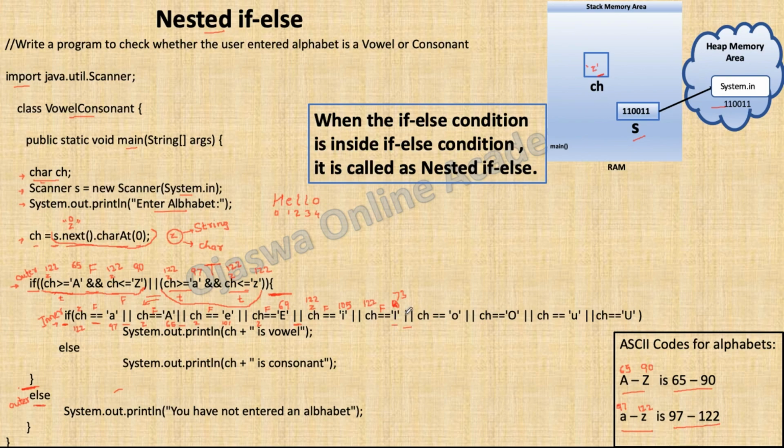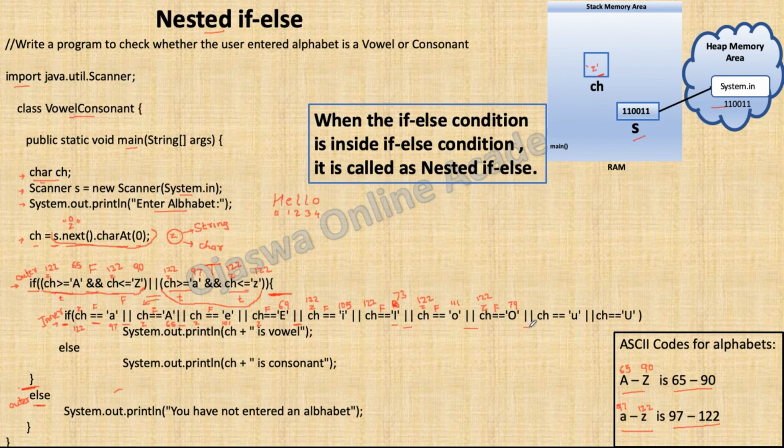Again using the OR operator, we'll check whether the user entered character is lowercase o. ASCII code for lowercase o is 111. So 122 is not equal to 111. Hence this condition is also false. Again by using the OR operator, we'll check whether the user entered character is uppercase O. ASCII code for uppercase O is 79. 122 is not equal to 79. Hence the condition is false.